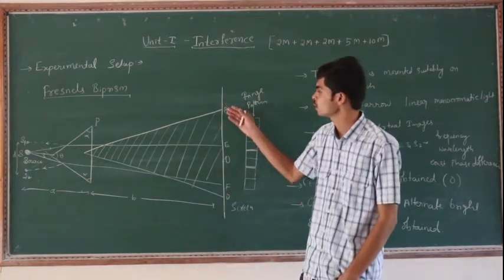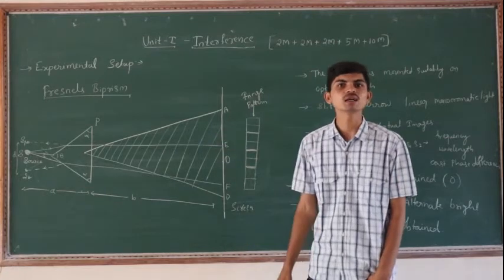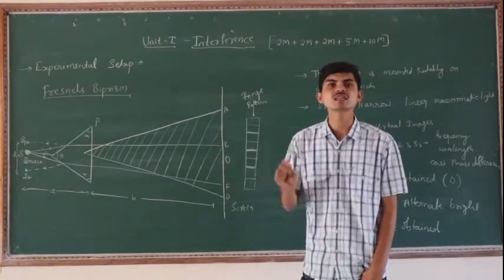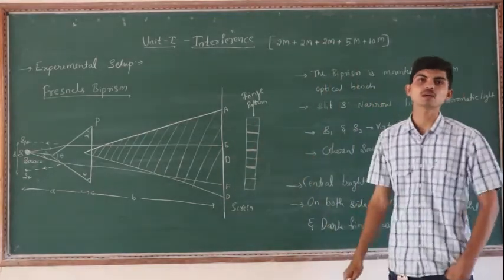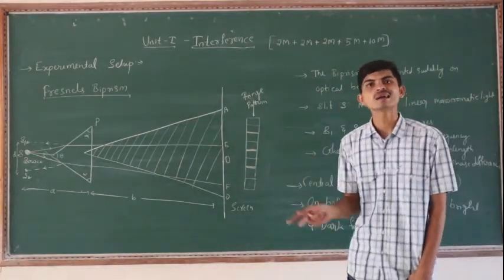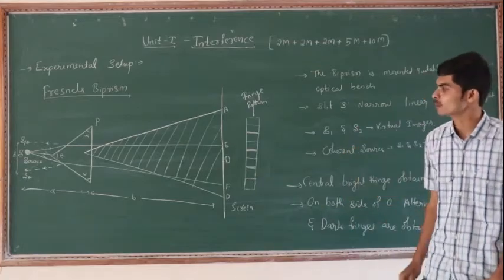After following this, we will get dark as well as bright fringes. The central fringe is always a bright fringe. On both sides of that central fringe, we will get alternate dark as well as bright fringes.